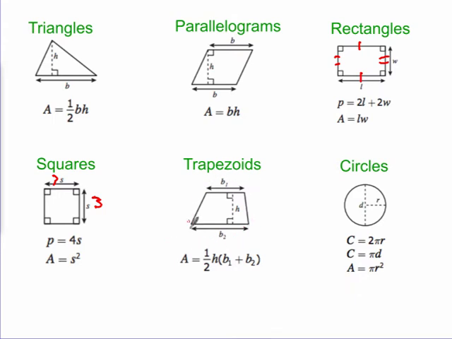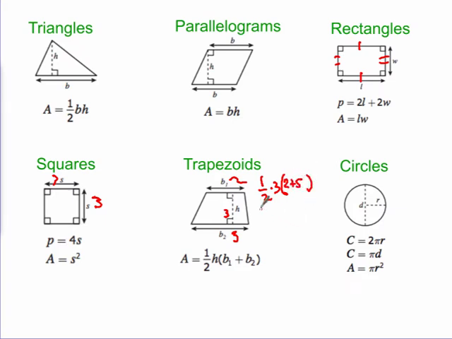Trapezoids are these interesting shapes that have 4 sides and 2 of them are parallel to each other. And the formula looks confusing, but it's 1/2 the height, which is the distance between the 2 parallel sides, times the sum of the bases, and the bases are just the 2 parallel sides. So for example, if I said this was 2, and this was 5, and this was 3, then the area would just be 1/2 times the height, which is 3, times the sum of the bases, the 2 parallel sides, 2 plus 5.